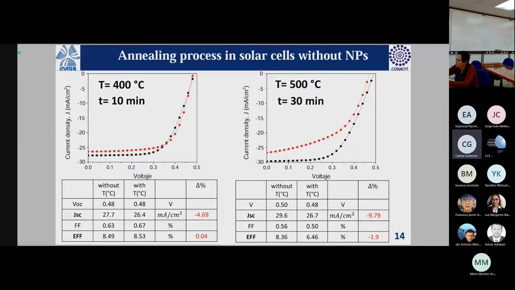So we tried to study the solar cells only with thermal annealing, but with no nanoparticles. In the black line we can see the initial characteristics of the solar cells, and then when we apply thermal treatment at 400 Celsius degrees for 10 minutes, the same last parameter used with the nanoparticles, we can see that the current density is damaged, it is decreased, so it is no good. In the same way, we measured solar cells without any thermal treatment and without any nanoparticle, and we can see this line. But after we apply the thermal treatment, we can see that the current density is decreasing.